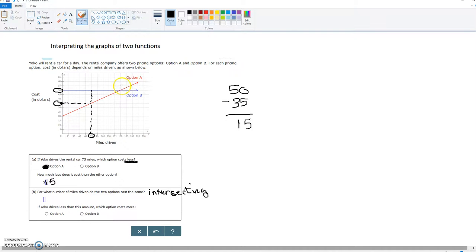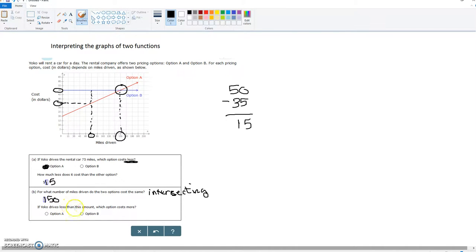So at this point here, this is where they intersect, the point that they cross. That means the price here is the exact same for either option. So once we find where they intersect, we're going to follow that down because it wants to know the number of miles. So we go down here, and our number of miles is 150. So in this box, we will type 150.